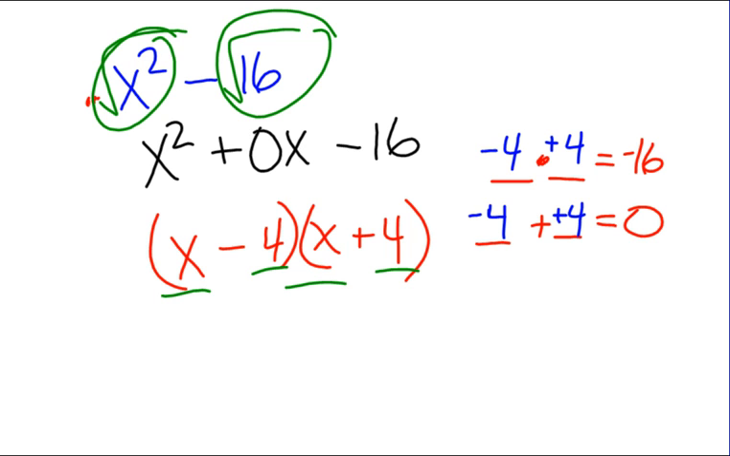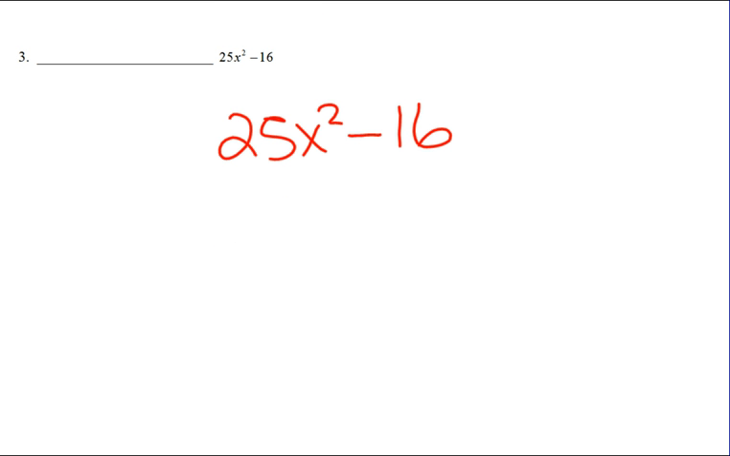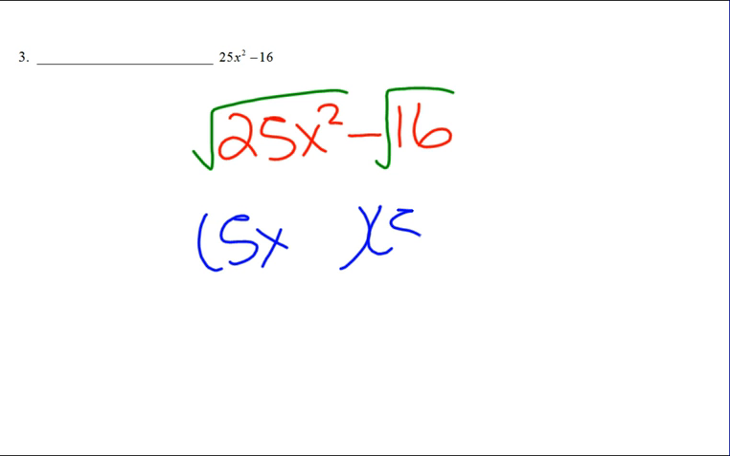Oh, I went too far. Sorry, I went in the wrong direction. Here we go. This example, 25x squared minus 16. Does this have a square root? Yes, it does. Does this have a square root? Yes, it does. So the trick here is this square root is 5x, and this square root is 4. And so the answer here is 5x plus 4 and 5x minus 4.